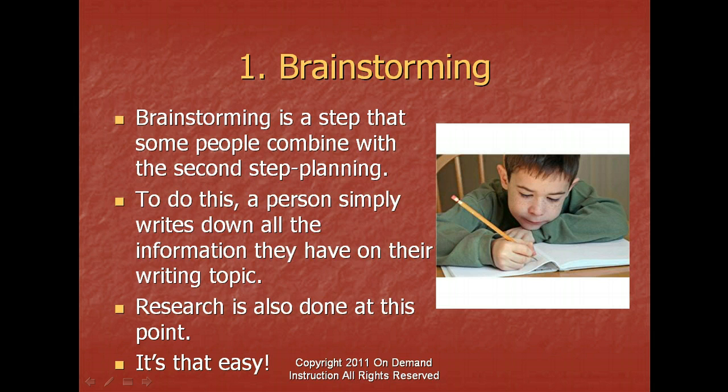The first step in the writing process is brainstorming. Brainstorming is a step that some people combine with the second step, planning. In the brainstorming step, a person simply writes down all the information they have on the writing topic. Research is also done at this point.